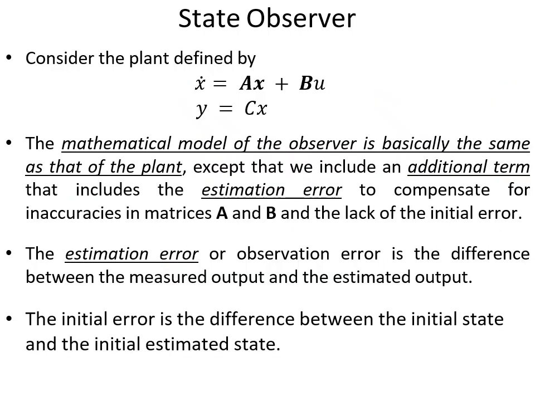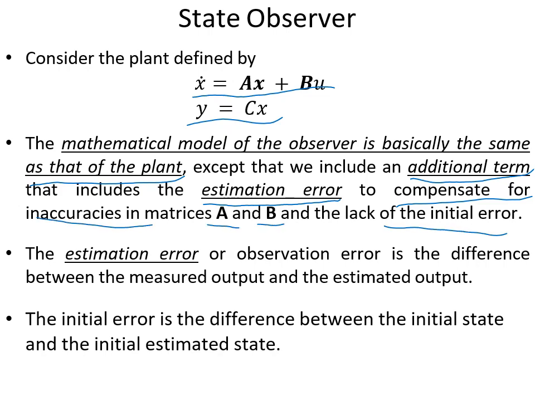We have the system of state variables, x dot equals Ax plus Bu and y equals Cx. The mathematical model of the observer is the same as that of the plant, except we include an additional term that includes the estimation error to compensate for the inaccuracies in the matrices A and B and the lack of initial conditions. The state error or observation error is the difference between the measured output and the estimated output, as we have seen in the figure in the previous slides.